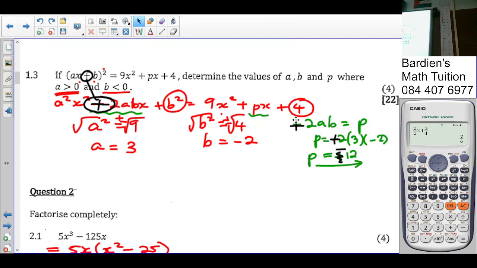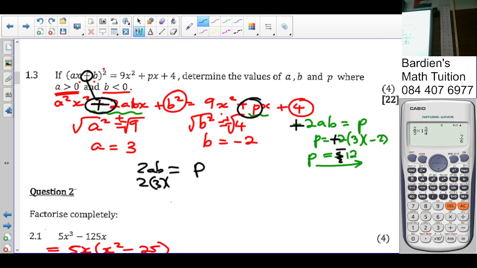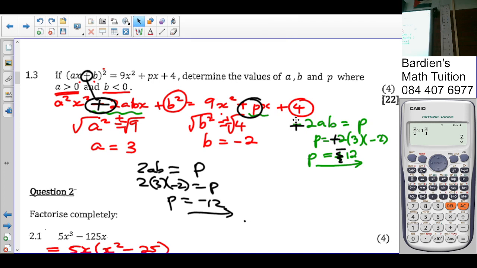Who got minus 12? Sorry? You got positive 12. It should be negative. Because I put a negative, my mistake was here. I put a negative here. It's supposed to be a positive. So positive 2a, b is equal to p. So 2a is 3, b is negative 2. So p works out to be negative 2. Okay. So that is a mistake I made there. Sorry about that. Hope you guys can forgive me.